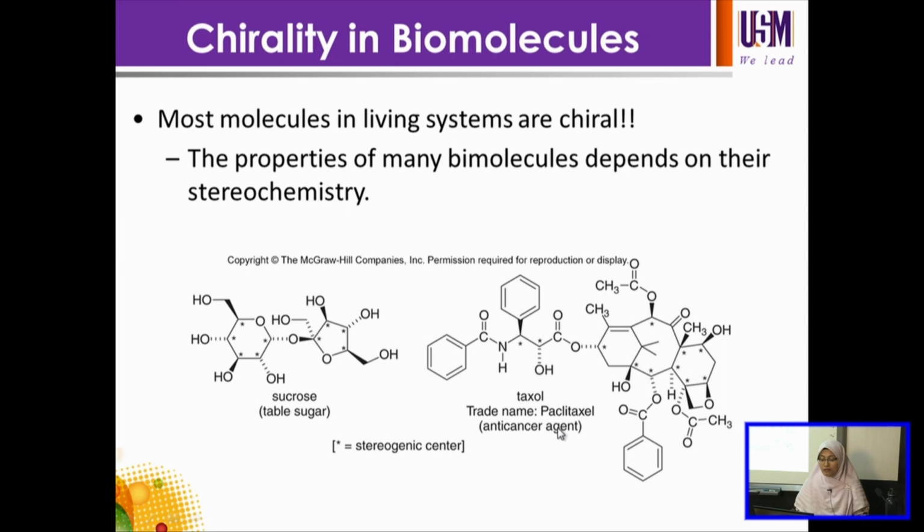On the other hand, we have paclitaxel, which is an anti-cancer agent. It is a very big molecule, and here we could have 1, 2, 3, 4, 5, 6, 7, 8, 9, 10, 11 stereocenters. So could you imagine how many possible stereoisomers we could have?